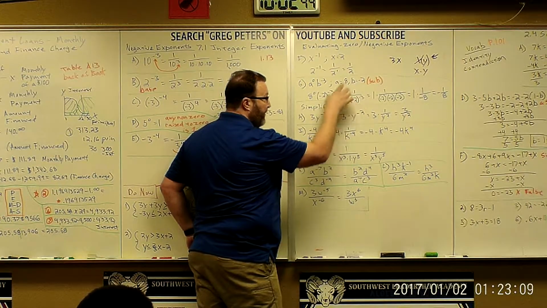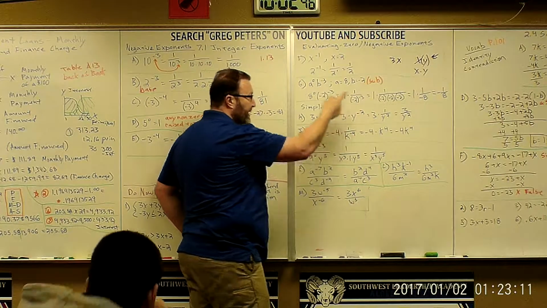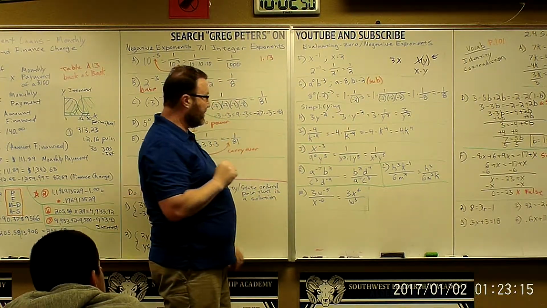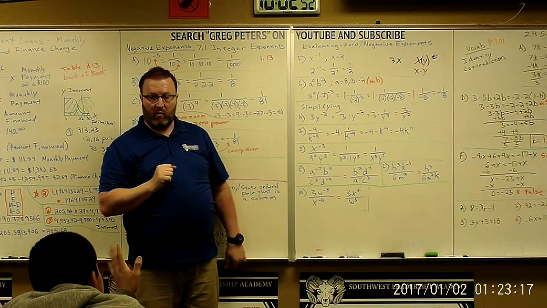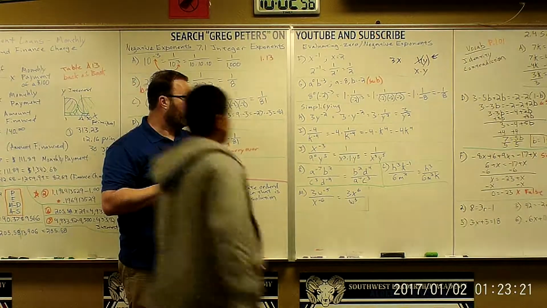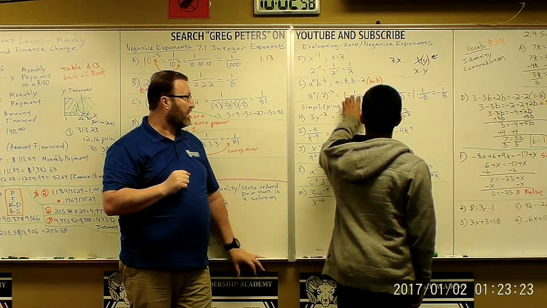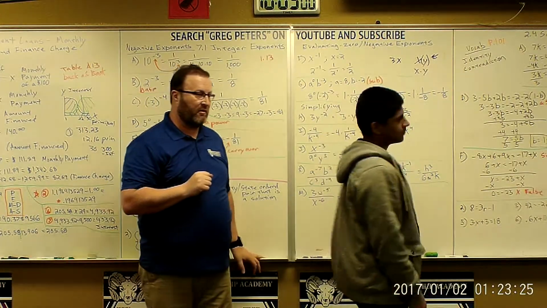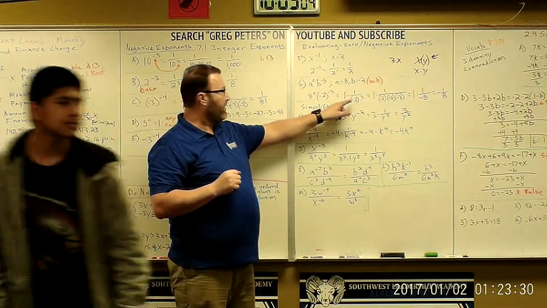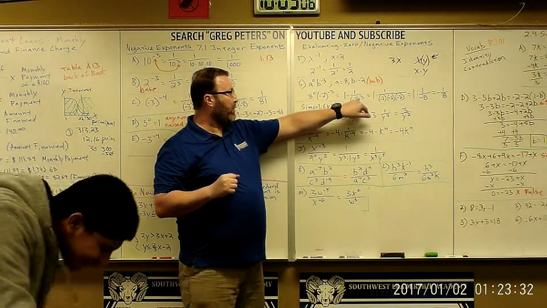1 over -2 in parentheses raised to -3. Did anyone see something I did? Possibly? Where? Tell me. Yes! Good. I didn't see that negative there. I accidentally wrote negative.